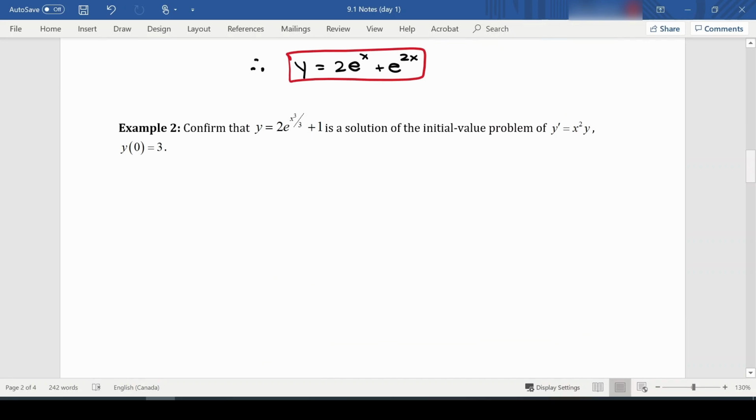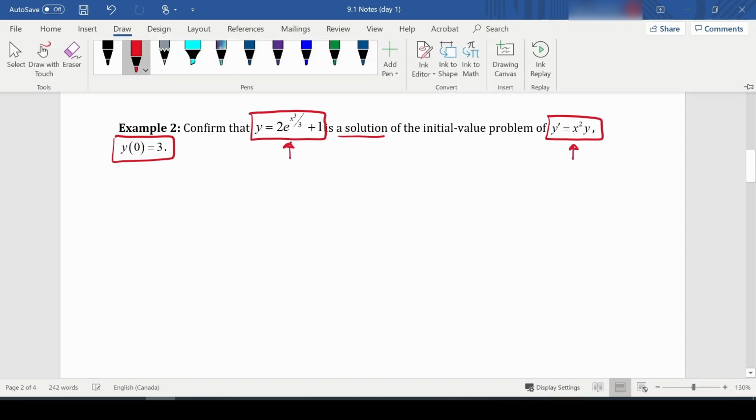A new differential equation here. Confirm that this equation is a solution of the initial value problem y prime equals x squared y, and this is my initial condition. Okay? So we want to make sure that this solution satisfies this differential equation given to us here.